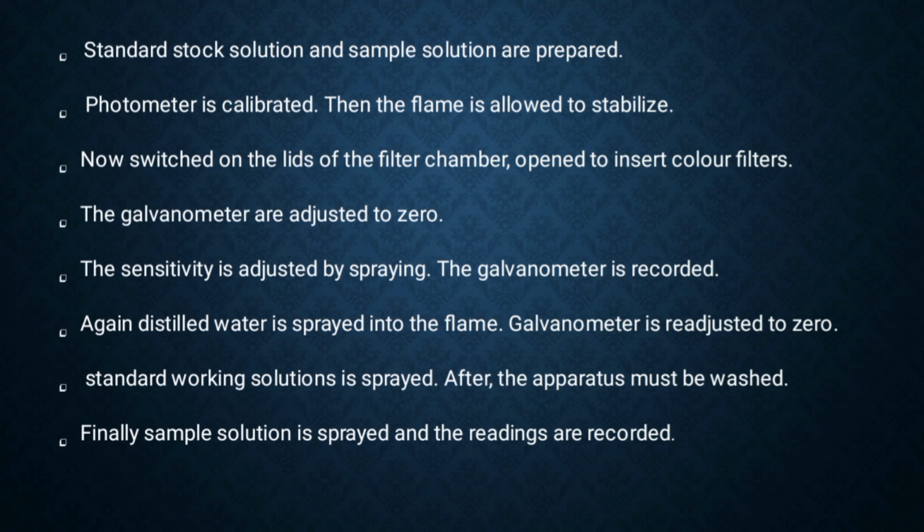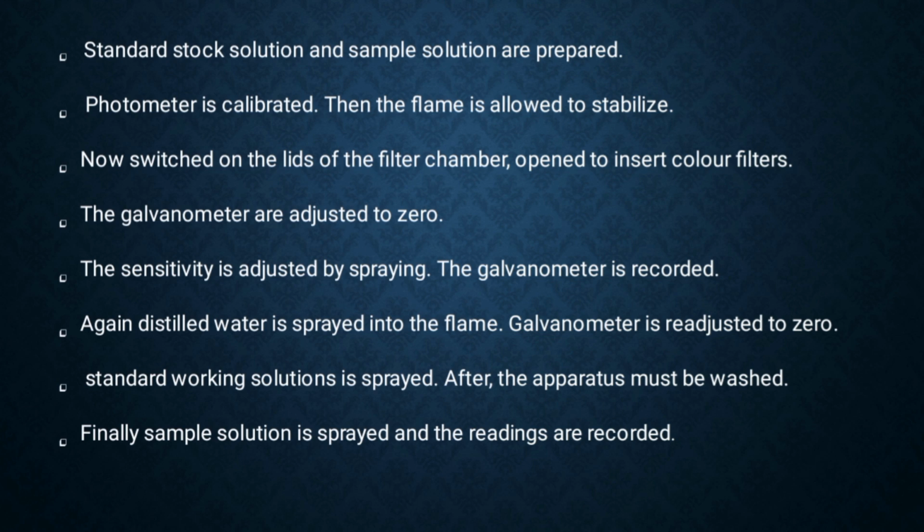Then the galvanometer is adjusted to 0. Now, the standard working solution is sprayed into the flame 3 times and the readings of the galvanometer are recorded. After each spray, the apparatus must be washed thoroughly.